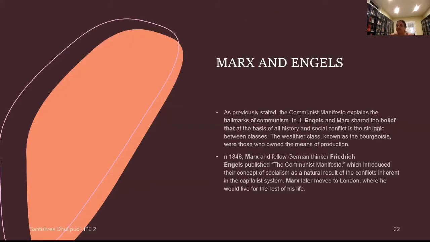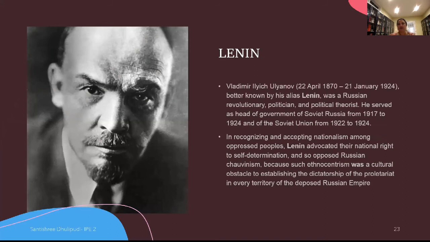Now, Marx and Engels. As previously stated, the Communist Manifesto explains the hallmarks of communism. In it, Engels and Marx shared the belief that the basis of history and social conflict is the struggle between classes: the wealthier class, known as the bourgeoisie, who own the means of production, and the rest. In 1848, Marx and fellow thinker Friedrich Engels published the Communist Manifesto, which introduced their concept of socialism as a natural result of the conflicts inherent in the capitalist system. Marx later moved to London, where he would live for the rest of his life.